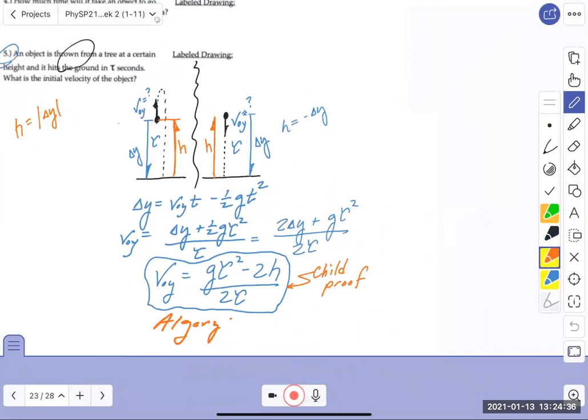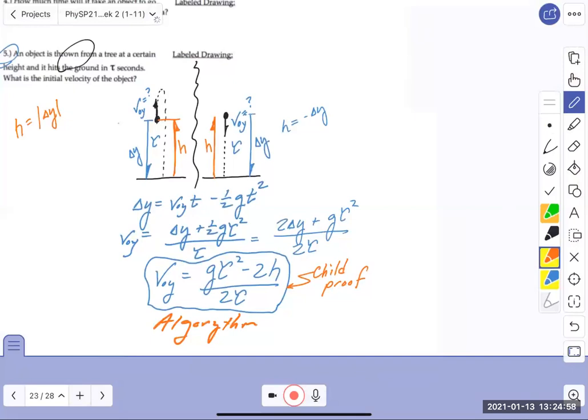Algorithm, I think that's spelled wrong. Looking at an algorithm. Let me open the chat in case you guys want to say something. You can just say it or you can chat it, I guess. Yeah, we're recording.